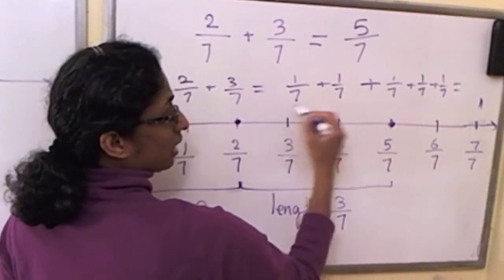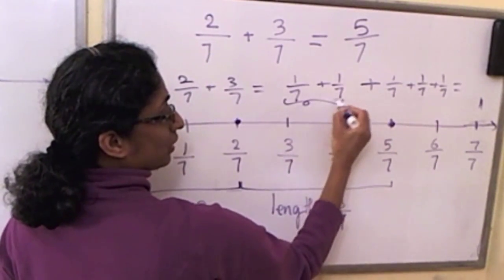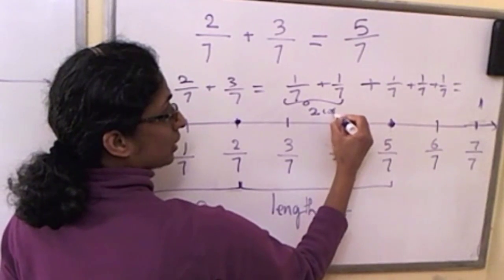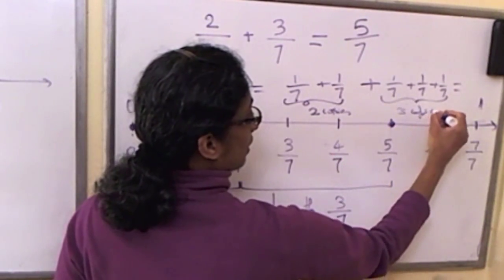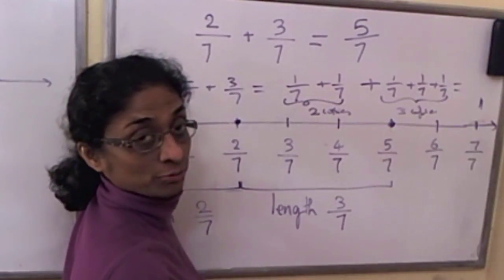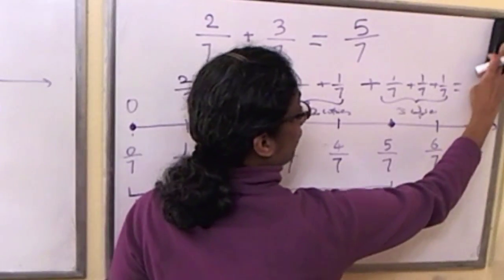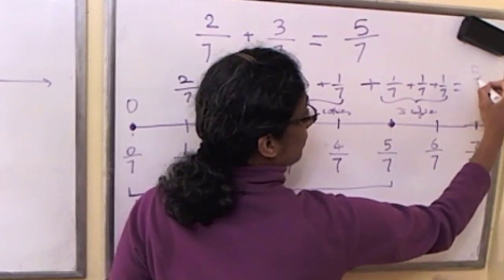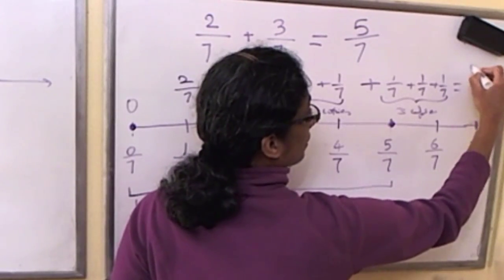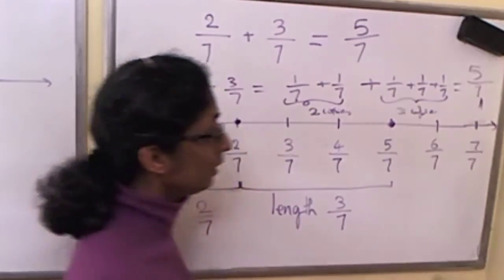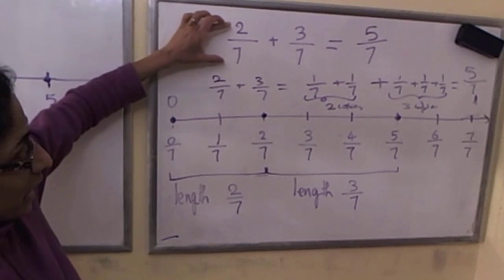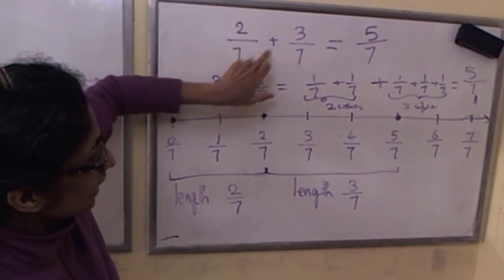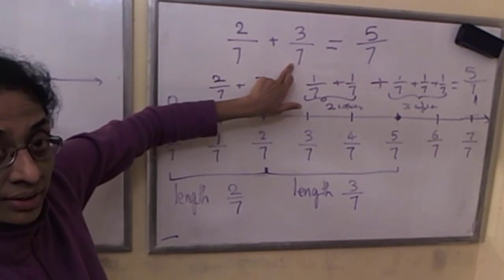So if you do that, how many total copies do you have? Here's your 2 copies, and here's your 3 copies. So that is 5 copies of 1/7. Another name for 5 copies of 1/7 is really 5/7. There it is. So what are we noticing when we have to add fractions with the same denominator?